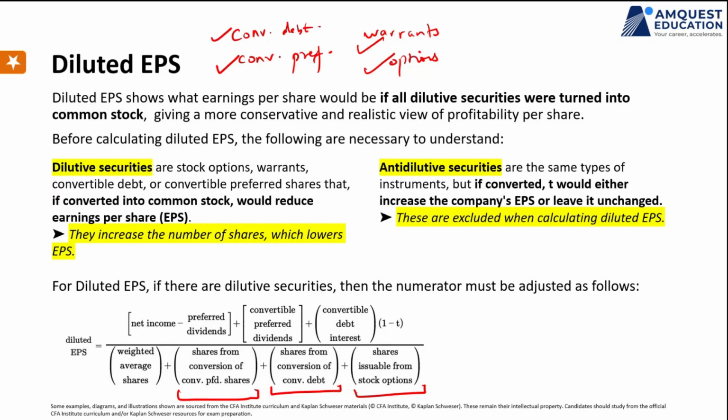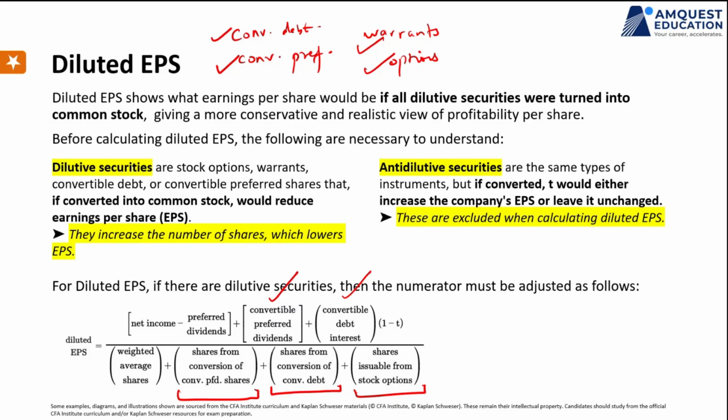Now, in this case, the denominator is very easy, but the numerator needs an adjustment. Now, in the numerator, what are we adjusting? In numerator, you will have to make adjustments for only 2 things. One, you have to adjust for preferred dividends, and second, you have to adjust for debt. Now, understand the adjustments here.